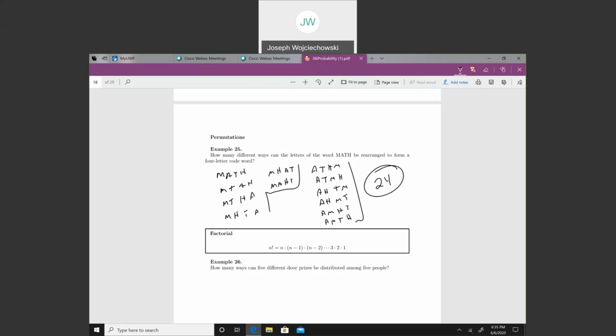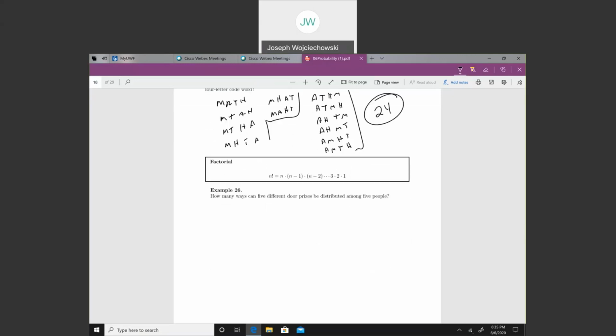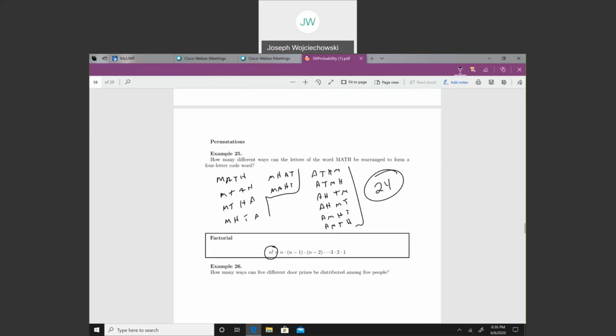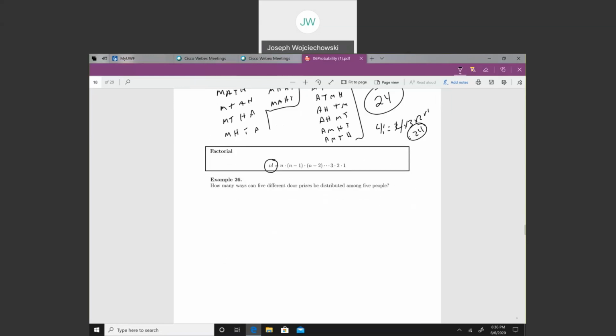This brings us to something called factorial. So this is denoted this way, n factorial. And it's equal to n times n minus 1 times n minus 2 times all the way down to 3 times 2 times 1. So this is how this works. Let's go up here real quick. We determined this is 24. Another way to do this would be 4 factorial, which is 4 times 3 times 2 times 1, which is 24.